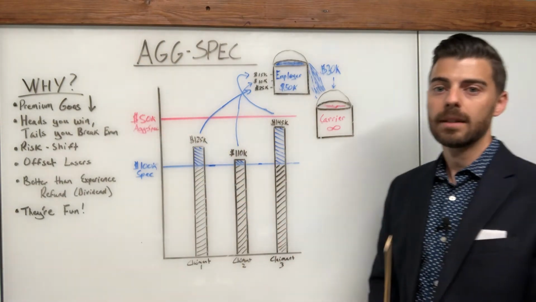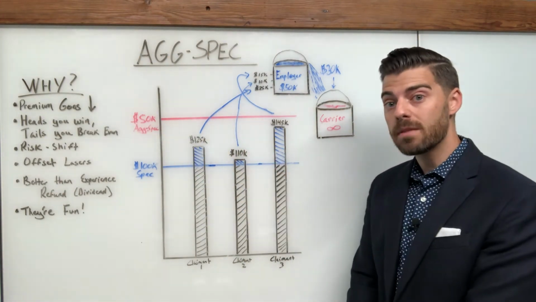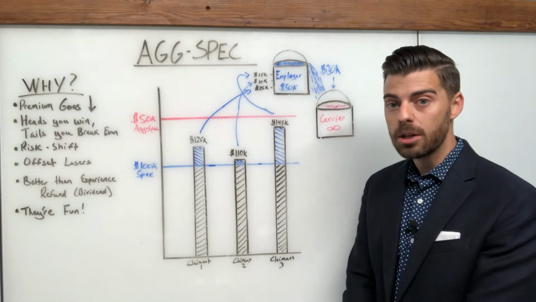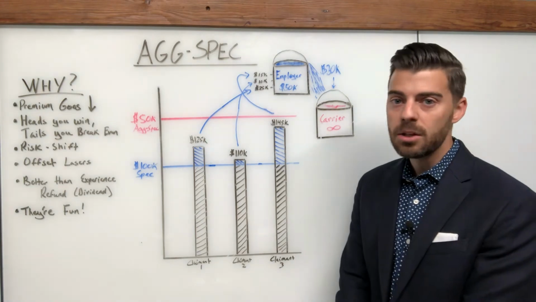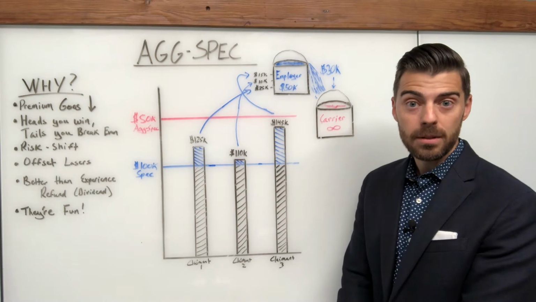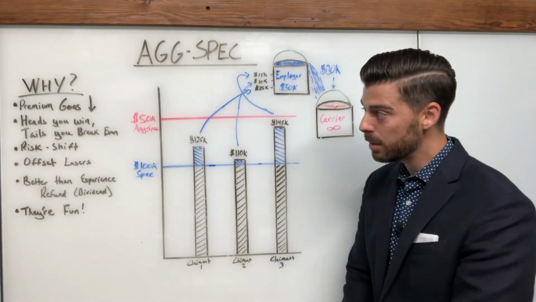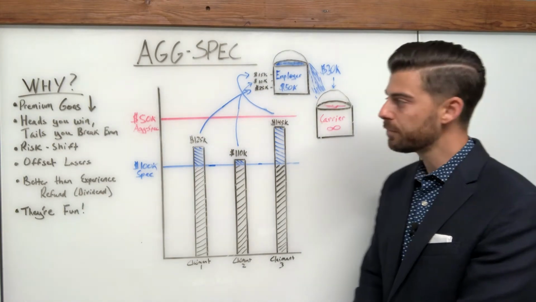So why? Talked about already. Premium goes down. 50K Agg Spec, most of the time you're getting a $50,000 reduction in premium. Not always. There's all sorts of really nuanced underwriting restrictions, but for all intents and purposes, your premium is going to go down dollar for dollar.